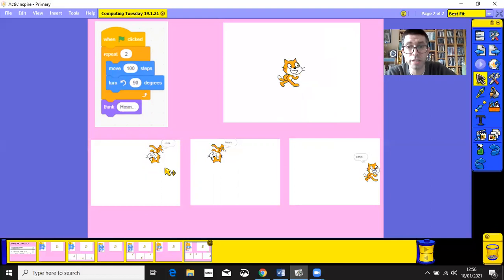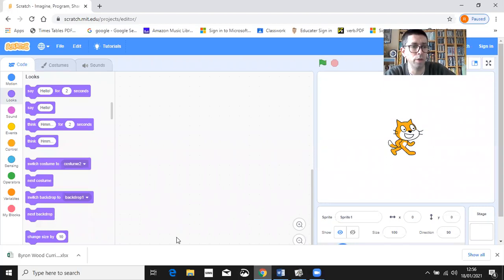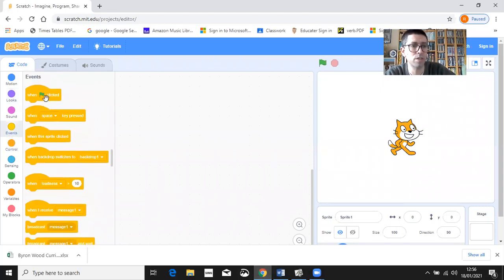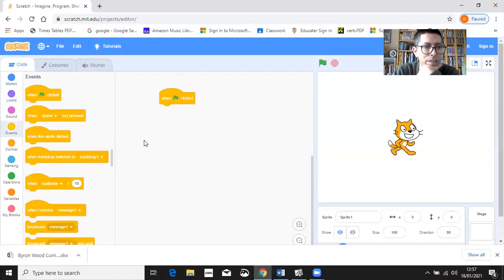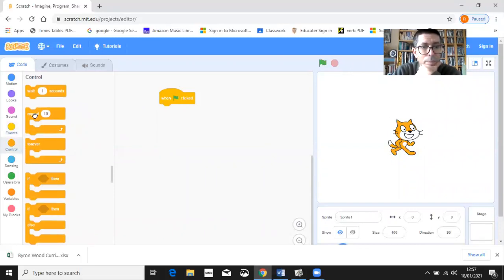So I'm now going to recreate that in the Scratch program. It starts with the events block, when the flag is clicked. Now the next block that I need is the repeat block. That's under control, it's orange, and there it is, repeat. Now be careful, because at the moment that says 10, and the one I had only said 2, so you've got to change it. Right, and then what was inside that repeat block?